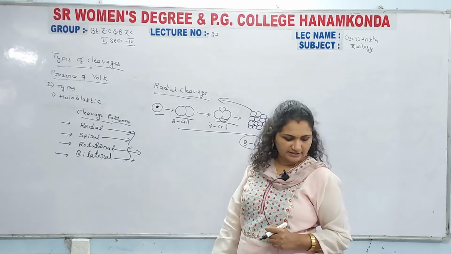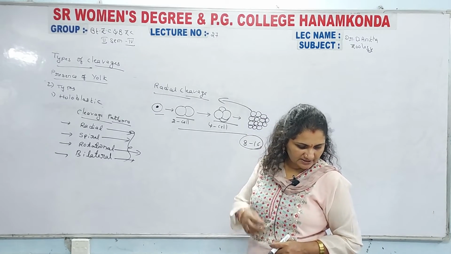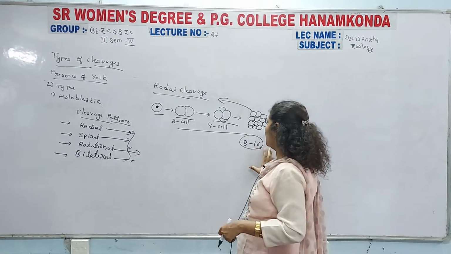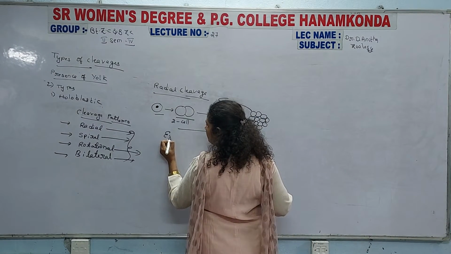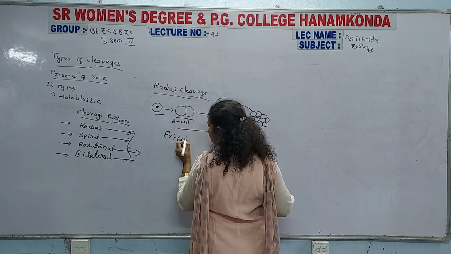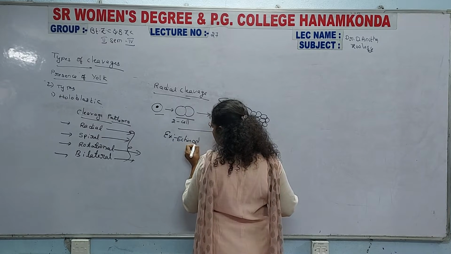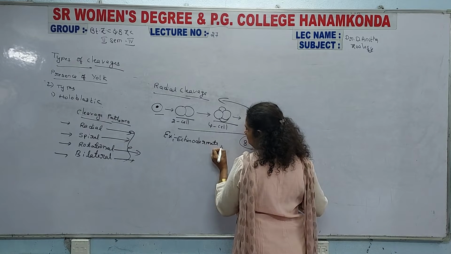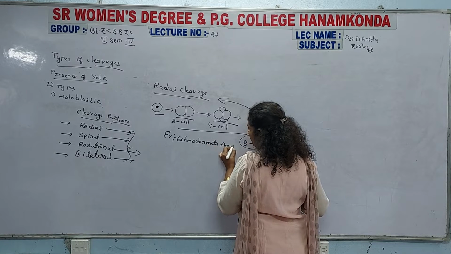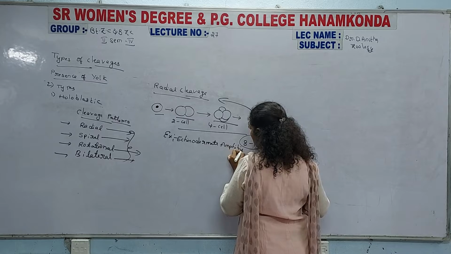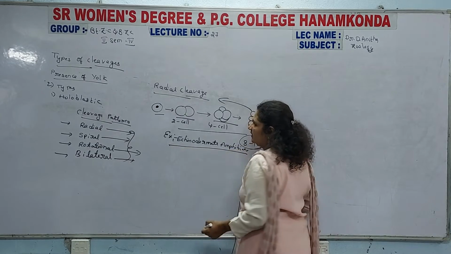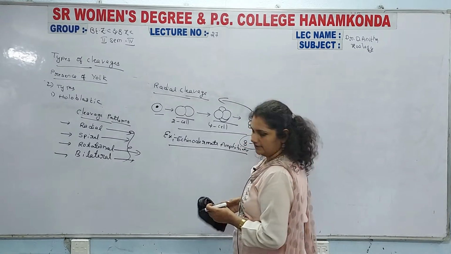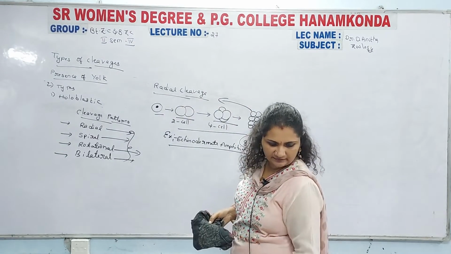This radial cleavage mainly takes place in echinoderm organisms, and amphibians are an example of this. Echinodermata and amphibians are examples of radial cleavage. And after completion of this, next is the spiral cleavage.